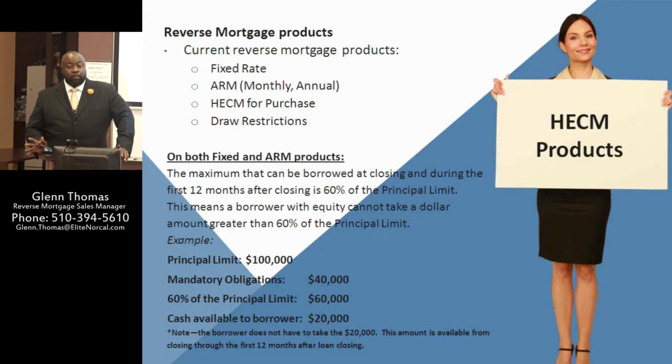Then we have the ARM. They either do a monthly, where the interest rate changes monthly, or annually. All right? The difference is if you do monthly, you might make about half to three-quarters more of a point on the back end. Or you do the annual. I always do the annual because with the annual, it caps at 5%. If you do a monthly, it can cap at 10%.